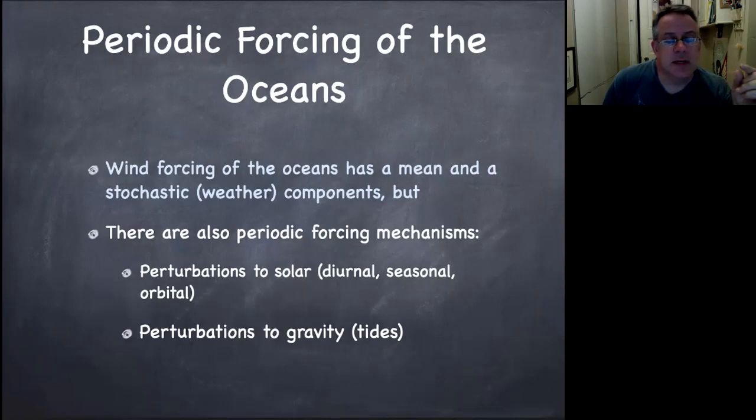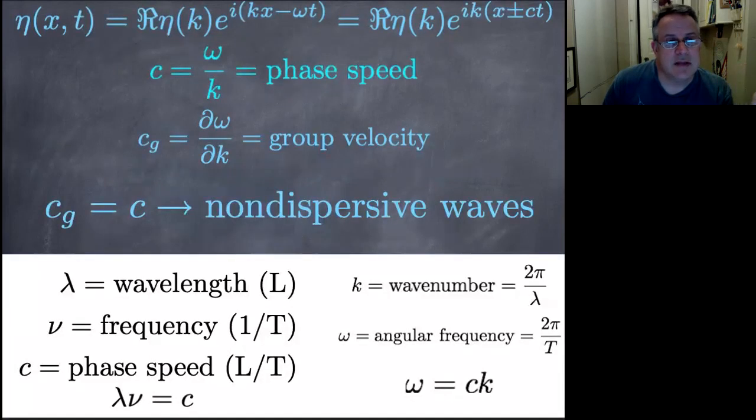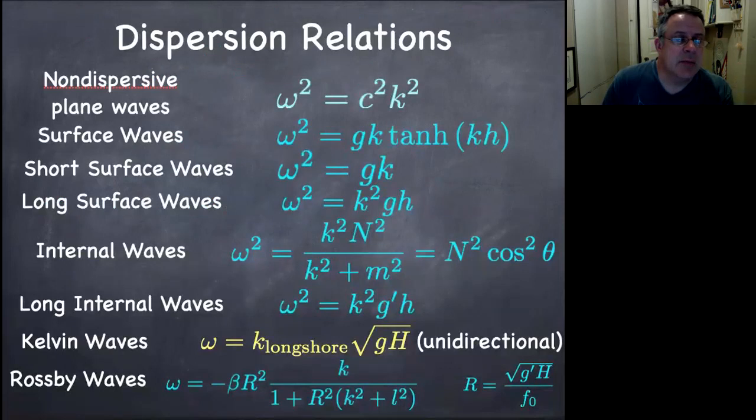So what do we need to remember about waves? Well, we remember our phase speed, our group velocity, about non-dispersive and dispersive waves, wavelength, wave number, angular frequency, phase speed, this whole game that we have with this kind of a superposition like this. And we remember a whole mess of dispersion relations that we talked about for non-dispersive, plane waves, surface waves, short surface waves, long surface waves, internal waves, long internal waves, Kelvin waves, and Rossby waves are all the different characteristics that we've talked about.